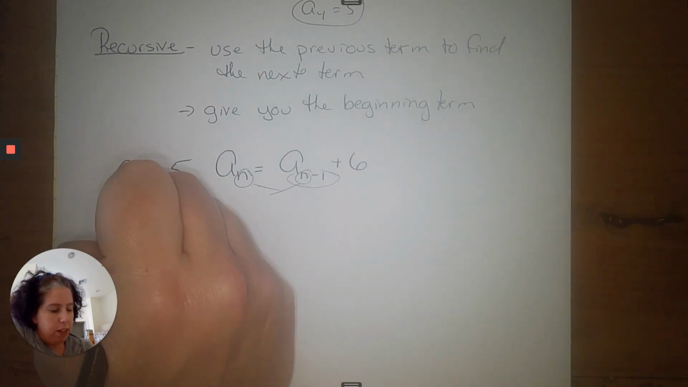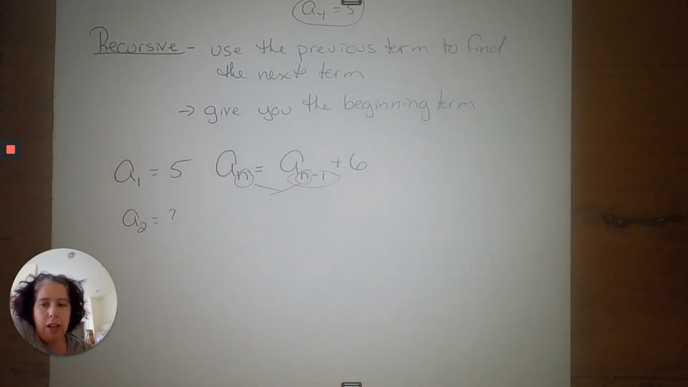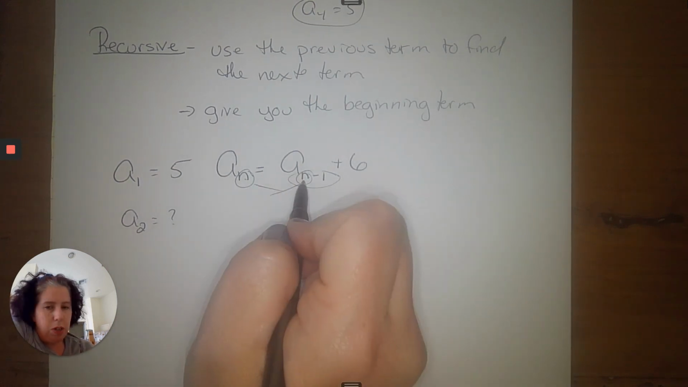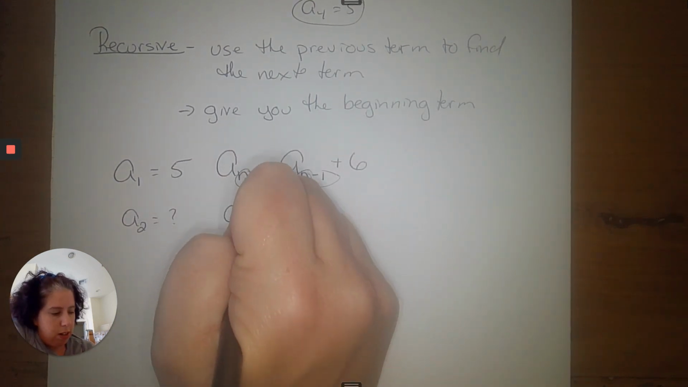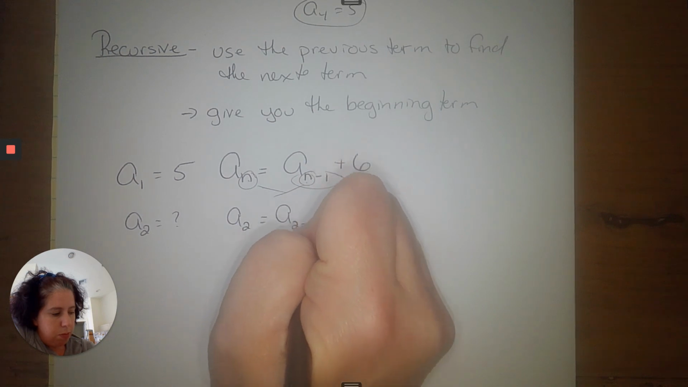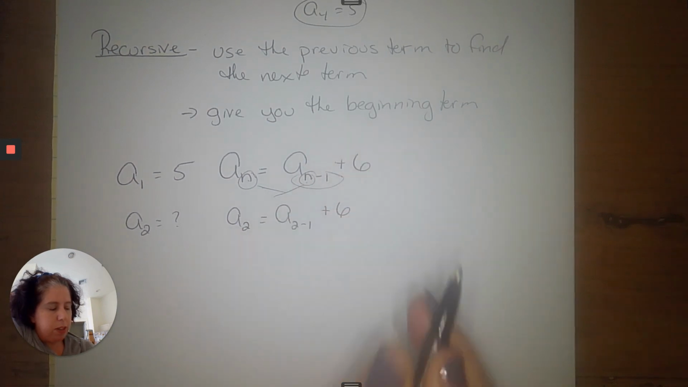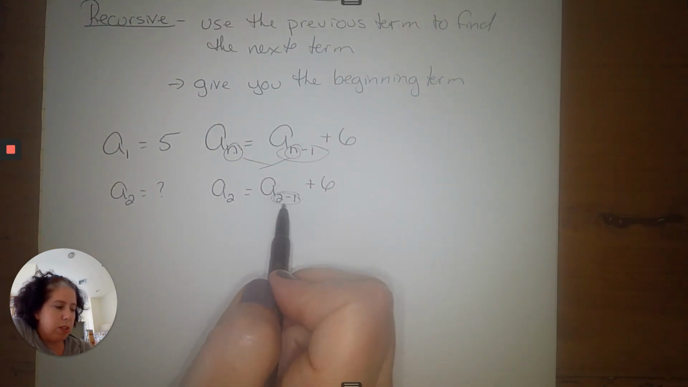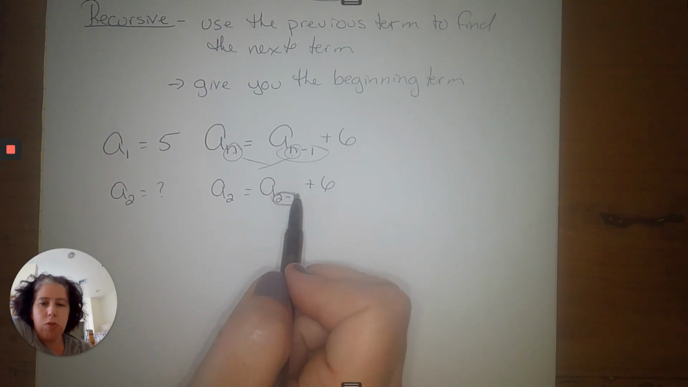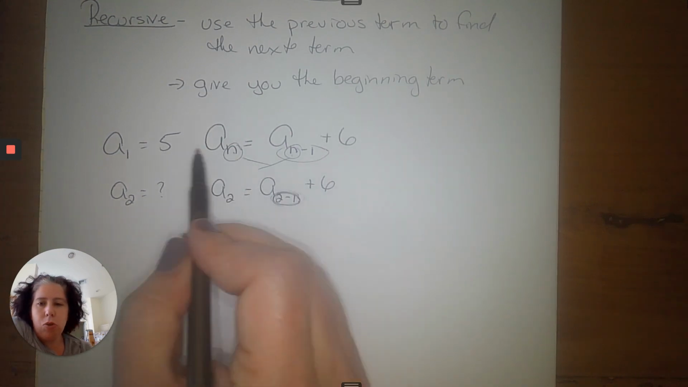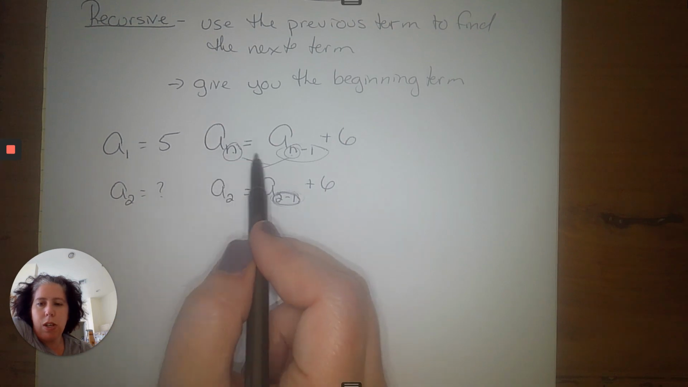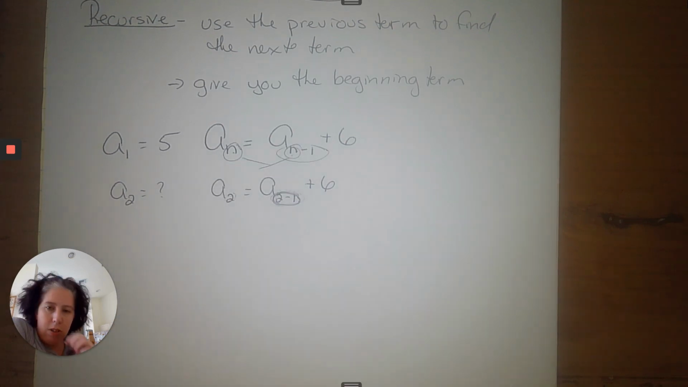So if you want to find term 2, I don't know what that is, so you're going to plug in 2 here and here. So you get a2 equals a sub 2 minus 1, and then plus 6. Remember, this is a subscript. This is tiny. This is not an actual answer right here. This is the subscript, like these all here, the 1s, the 2s, the n's. That little itty bitty 2.